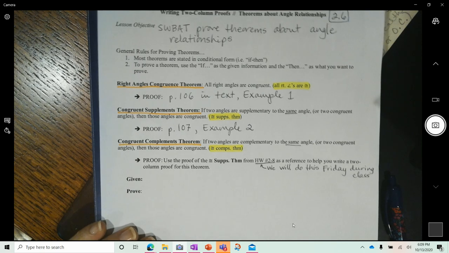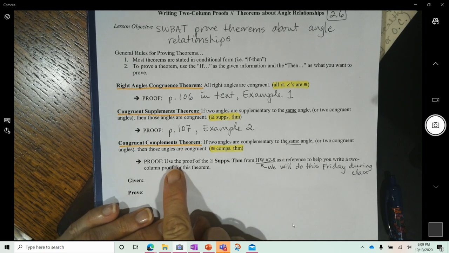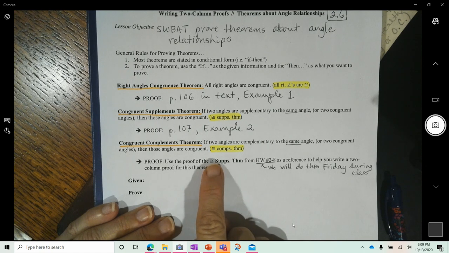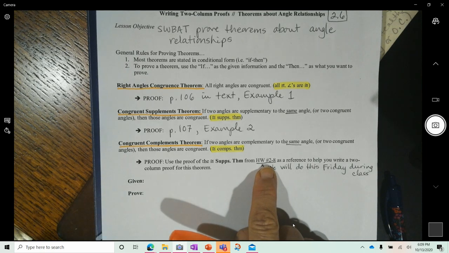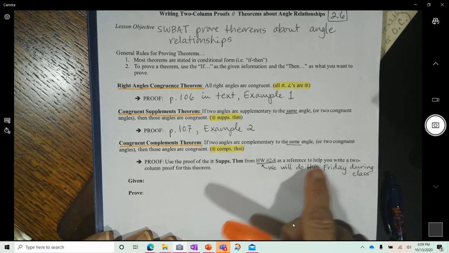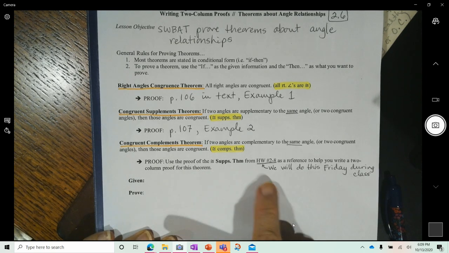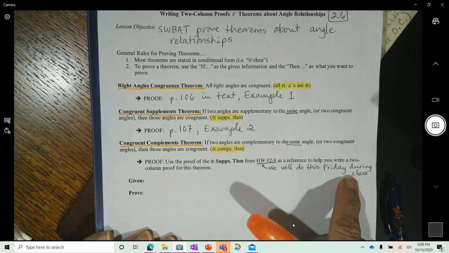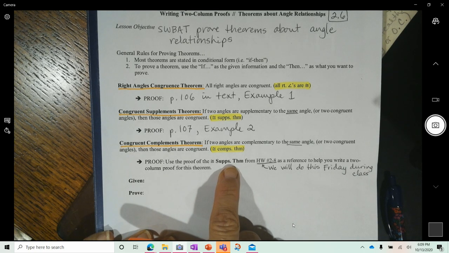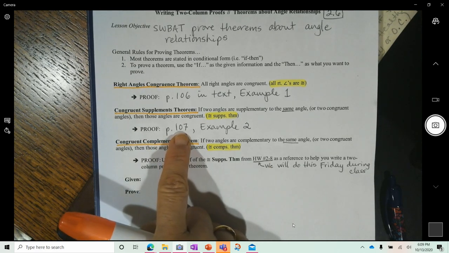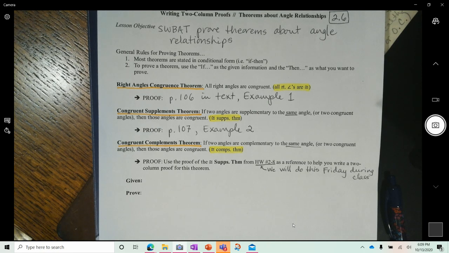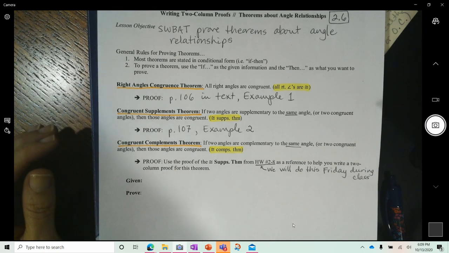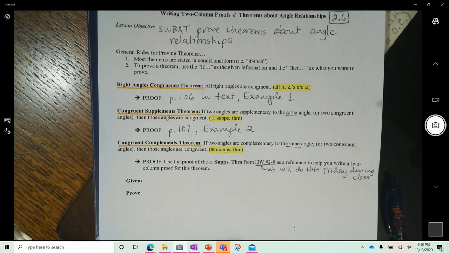And then for this one, the proof, it says use the proof of the congruent supplements theorem from homework 2.8 as a reference to help you write a two-column proof for this theorem. We actually were going to do these exercises in class on Friday. So if you want to see the supplements theorem proof, look on page 107. In the meantime, for the purpose of these notes, we're going to go ahead and do the proof so you can fill out the notes.